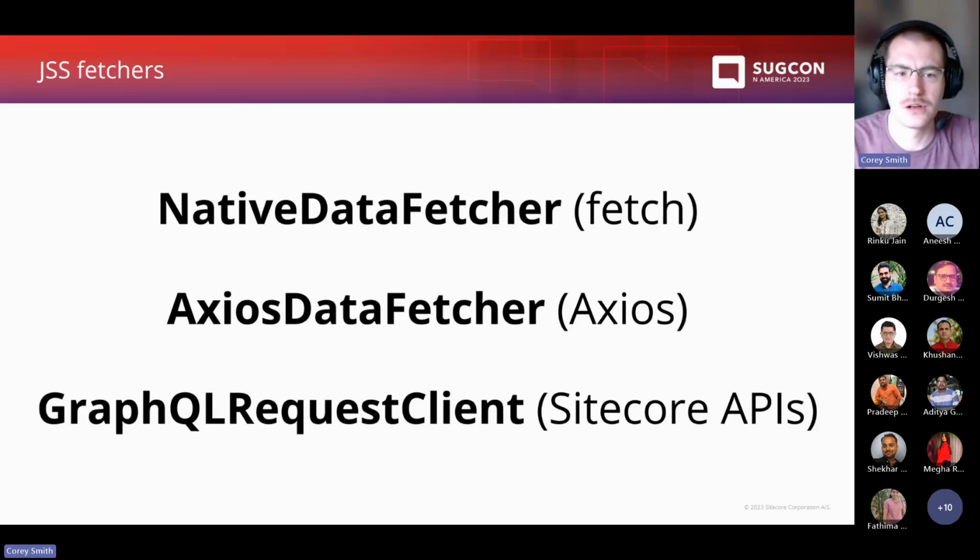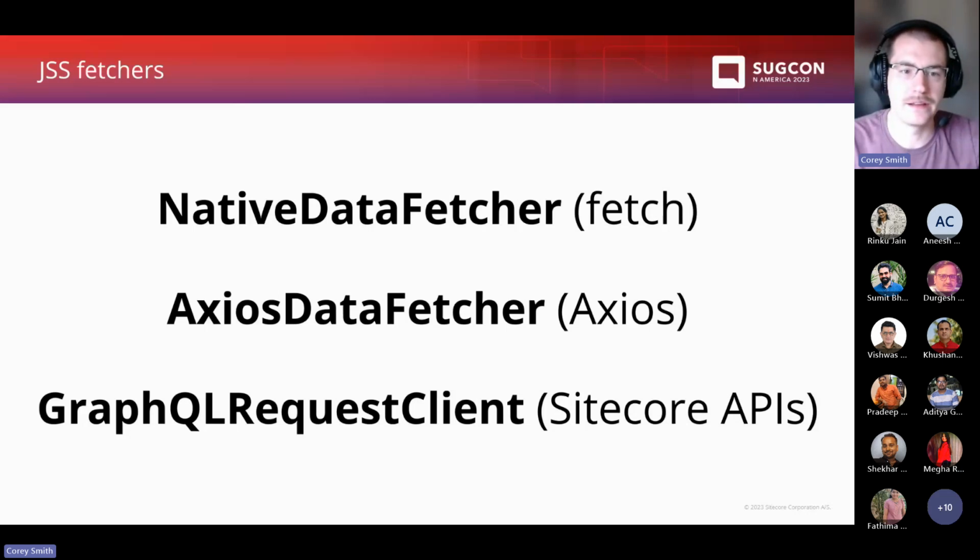For general API calls, you're going to use the native data fetcher. If you like Axios and have a really good reason to use it, go ahead. You can use the Axios data fetcher, but I'm going to recommend that probably for 99.9% of people, you're going to want to use the native data fetcher for just general API calls.